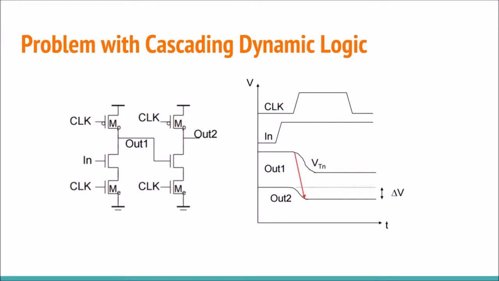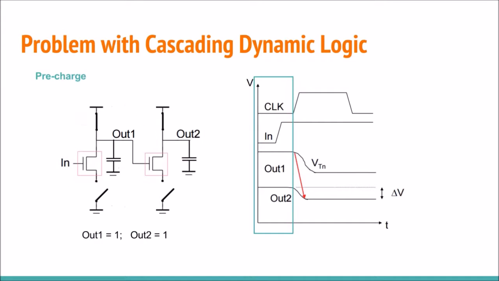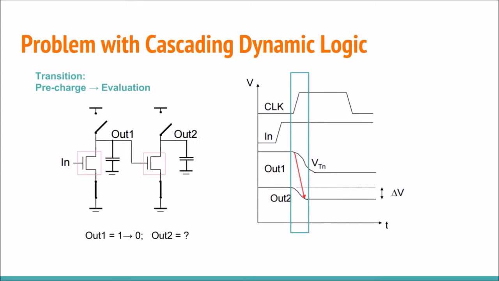As we have seen, a glitch can discharge the capacitors in the evaluation phase, but a delay between gates can also lead to mistakes. Let's see an example of what happens when cascading dynamic logic circuits. In the pre-charge phase, all the outputs of the different stages are loaded to 1. Now imagine that in the transition from the pre-charge to the evaluation phase, we change the input so that output 1 makes a transition from 1 to 0. As there is a delay between the two stages, at the start of the transition, the high value of output 1 will erroneously discharge output 2, as we can see in the figure.